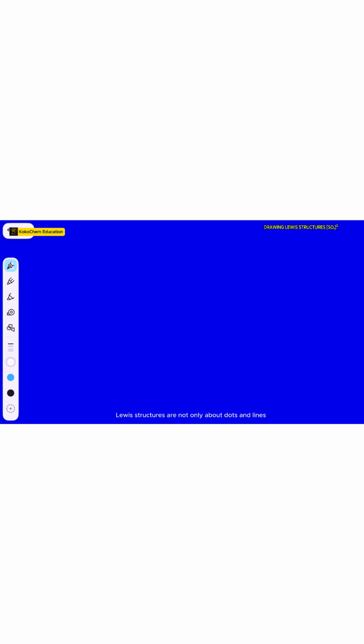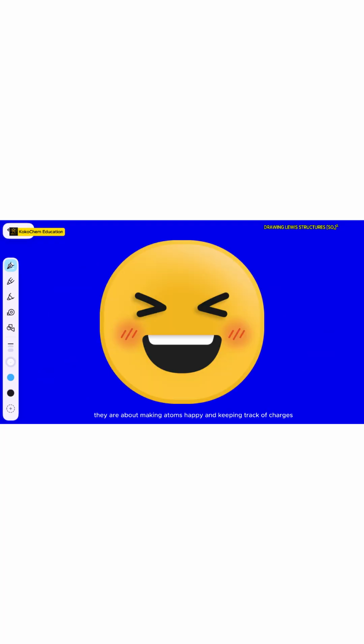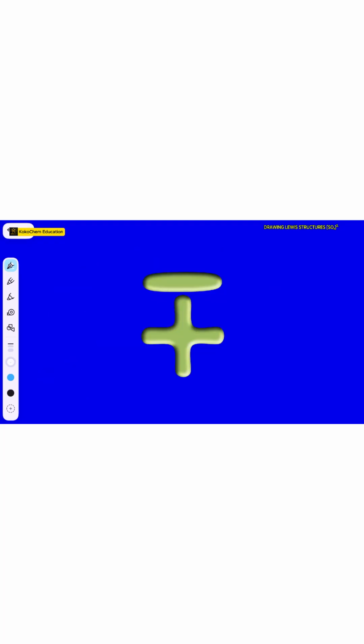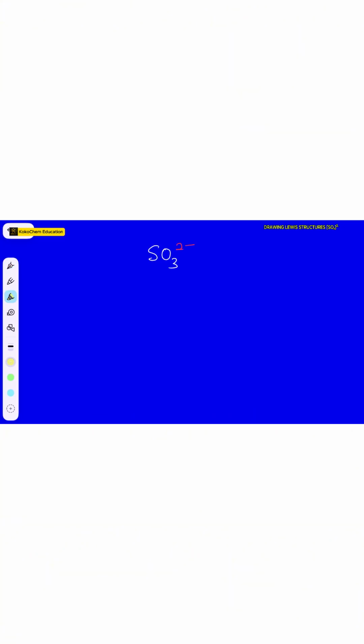Lewis structures are not only about dots and lines, they are about making atoms happy and keeping track of charges. Today, we are drawing the Lewis structure of the sulfite ion, SO₃²-. And yes, the little 2- matters. Don't ignore it. It's not there for decoration, okay?